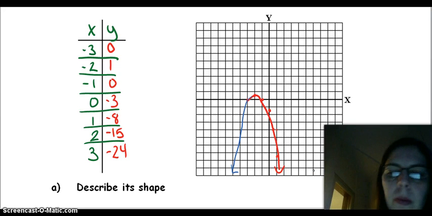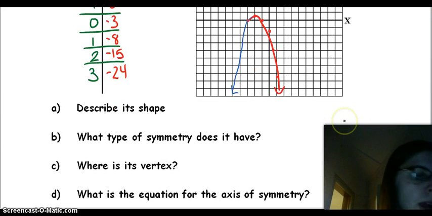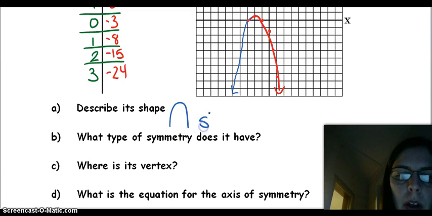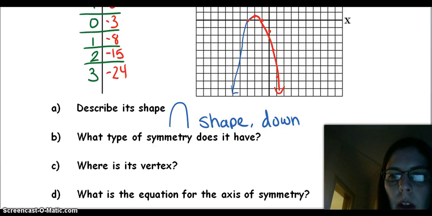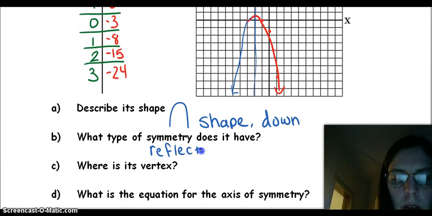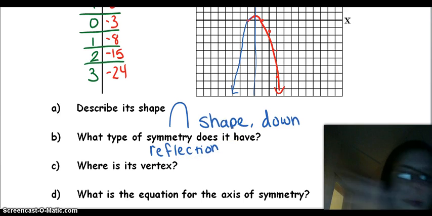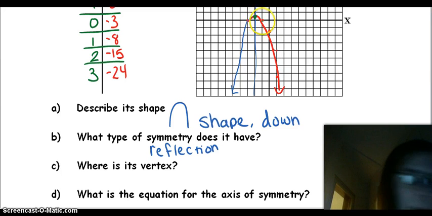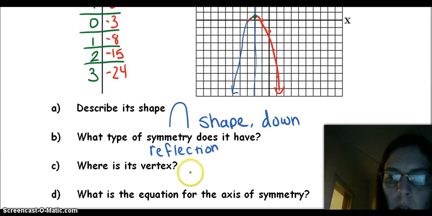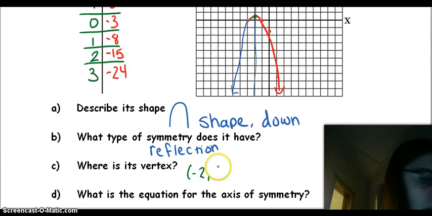So here it says describe its shape, and we have the U shape, and it's going down. What type of symmetry does it have? If I were to find those values, I would find that it was reflective, or reflection symmetry. Its vertex here, I'm going to put in green, has a value. If you noticed, I used a scale here, so over 2, negative 2, and 1 here.